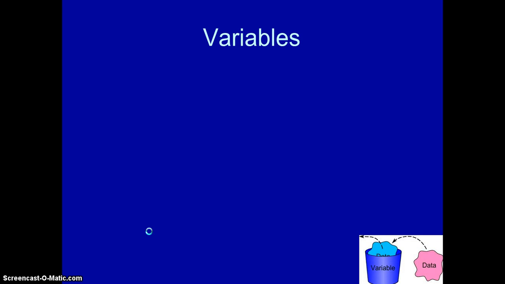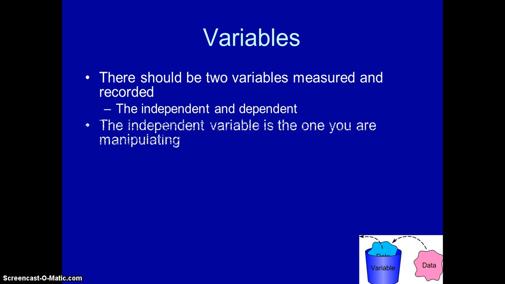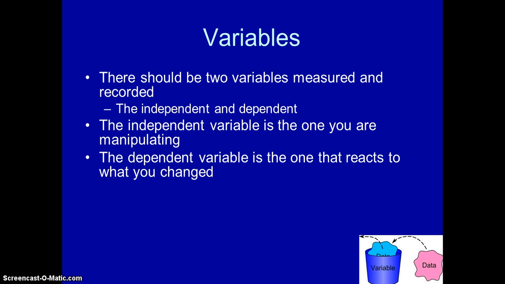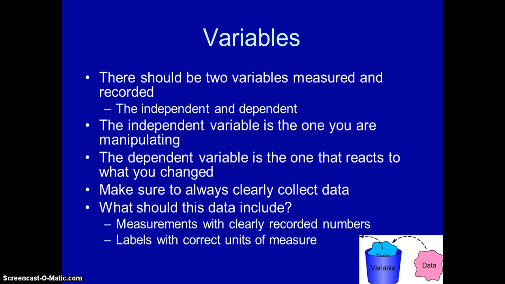Variables. In our experiment, there are going to be different variables. There should be 2 variables measured and recorded. Usually it's going to be an independent and a dependent variable. Independent is the one you're manipulating, and the dependent is the one that reacts to what you change. Make sure you always clearly collect your data, especially as we go through labs throughout the year. Make sure you record your numbers, your information, your observations. They should always include the following things.